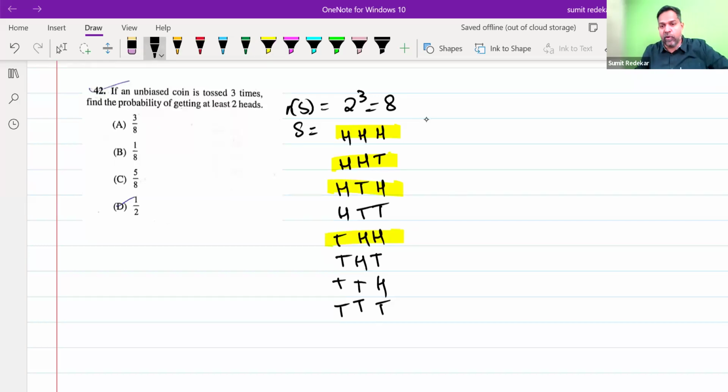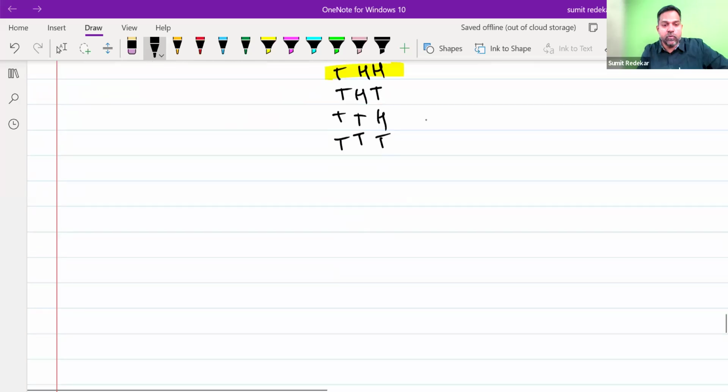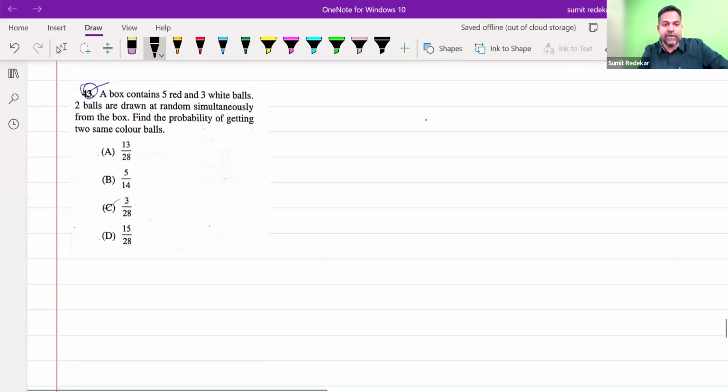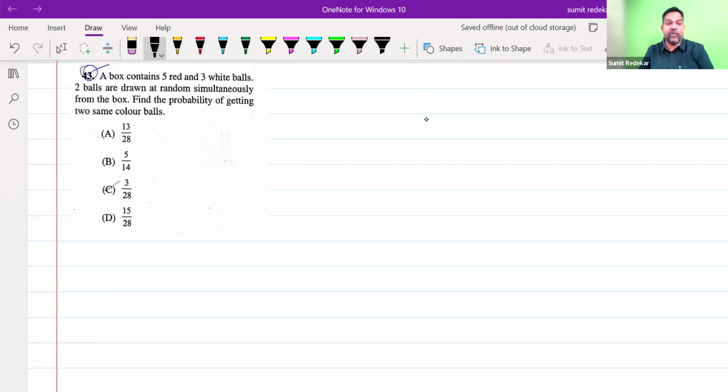So the answer is going to be 4 out of 8. 4 out of 8 is going to be 1 out of 2. A pretty straightforward question. The answer to 42 is going to be D. Moving on to question number 43. A box contains 5 red and 2 white balls. 2 balls are drawn at random simultaneously from the box. What is the probability of getting balls of the same color?